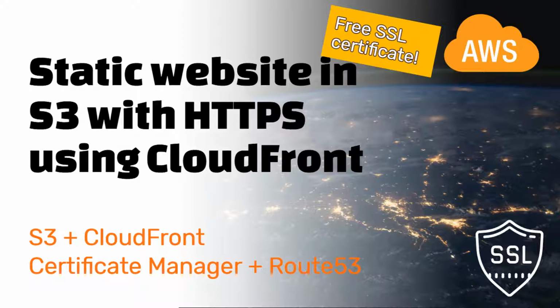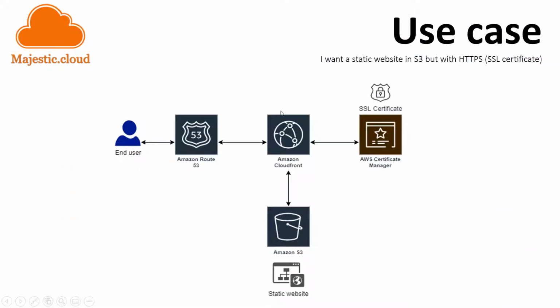We will use CloudFront to serve the website together with Route 53, which will point our domain name to this CloudFront distribution. So let's look at our architecture diagram. We have our S3 bucket here with the static website. We will have a CloudFront distribution which will serve the content and uses the SSL certificate that we will provision in Certificate Manager. And then we have Route 53, which directs the traffic to the appropriate CloudFront endpoint.